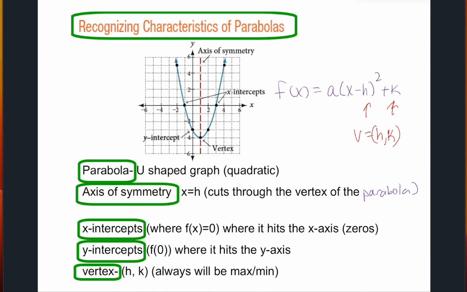Okay, so parabola is a U-shaped graph, quadratic. The axis of symmetry is x equals h. The x-intercepts are where the function equals 0. You may have to factor it. The y-intercept, you just plug in 0. It's where it hits the y-axis. (h, k) will always be a maximum or minimum, and that is our vertex.